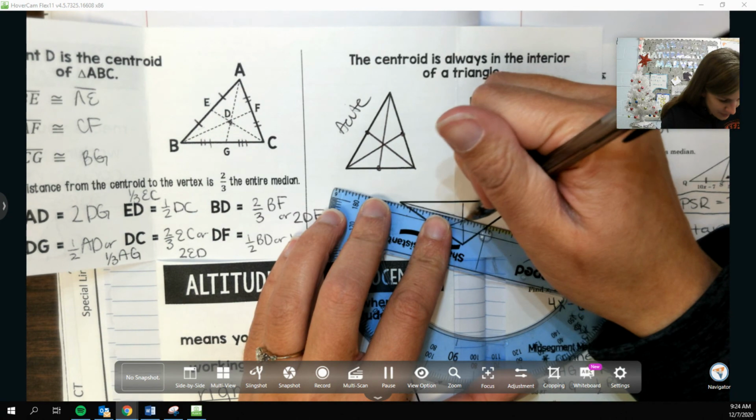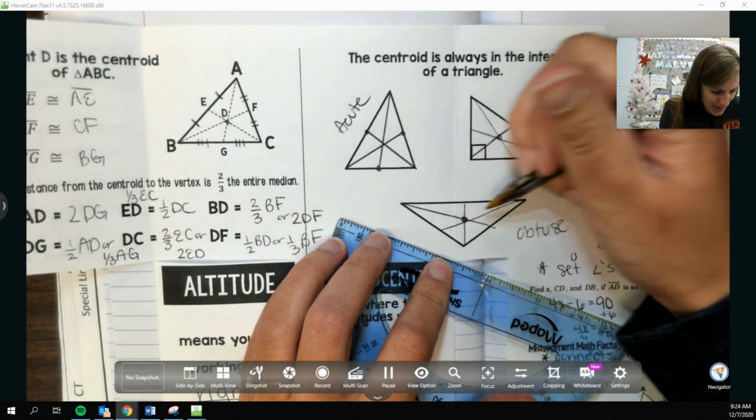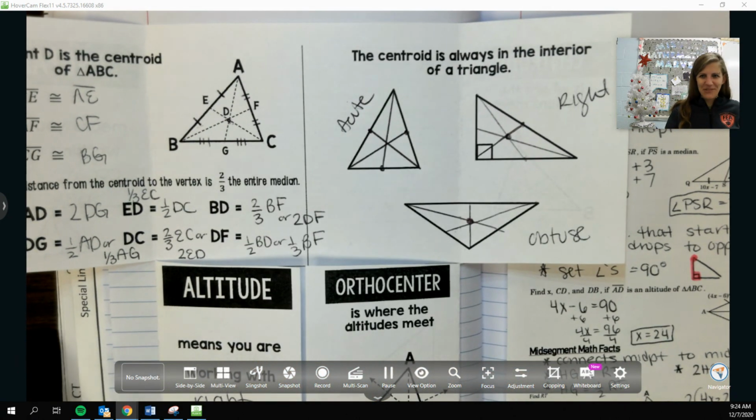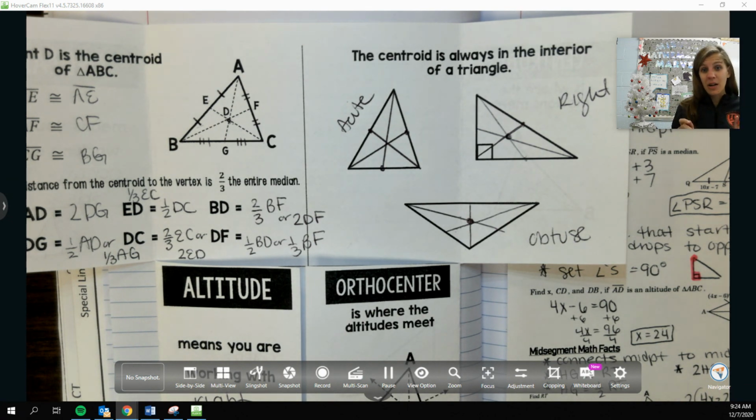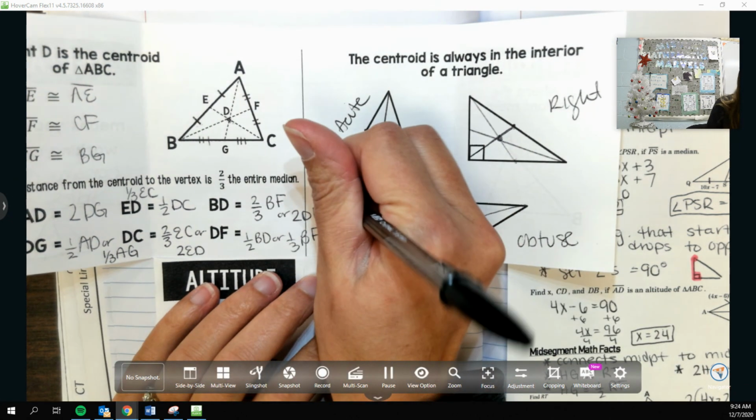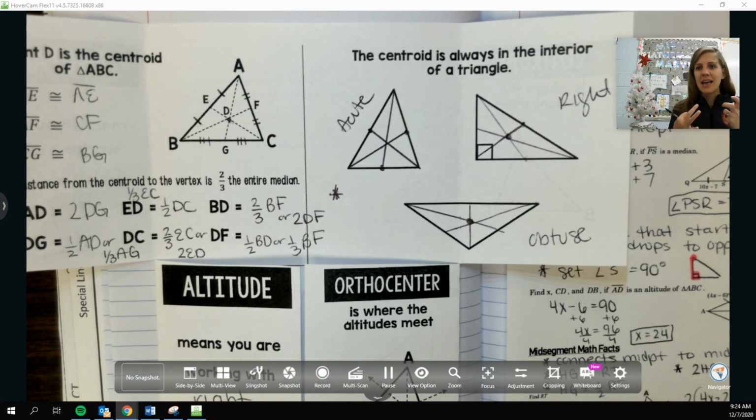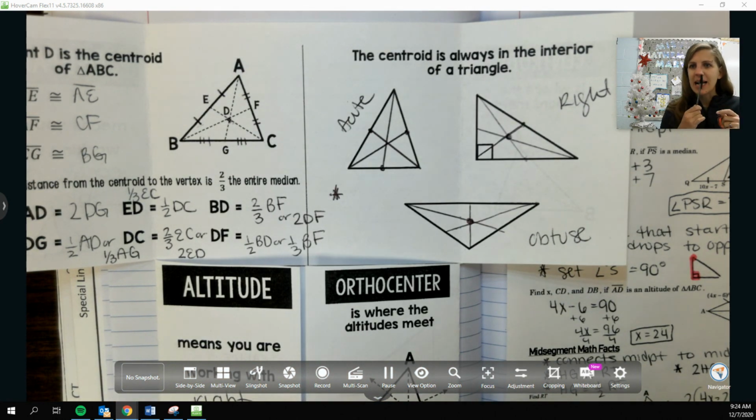Yeesh. See, if you do a bad job, they don't overlap like you want them to. That's so bad. Now, another fun fact about the centroid. Oh, I should have grabbed it. Dang it. Hopefully, I remember during class and I'll show you.